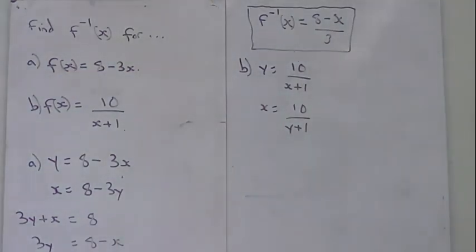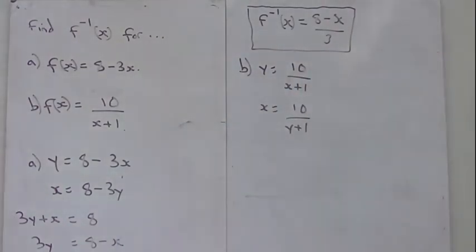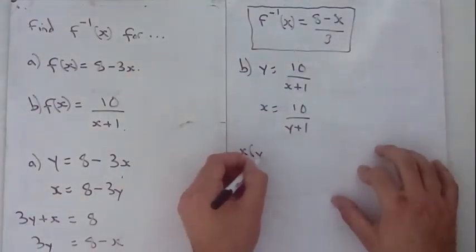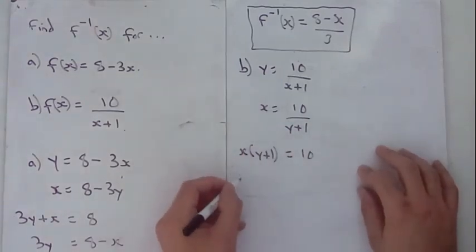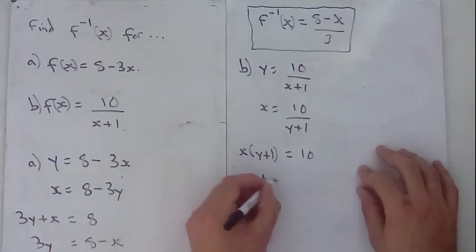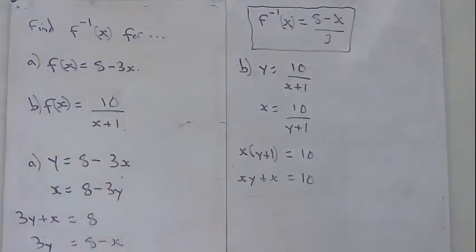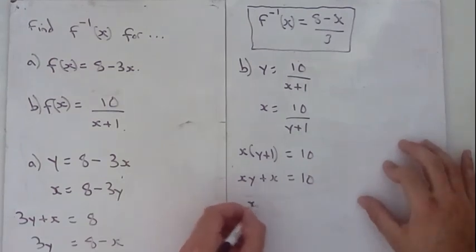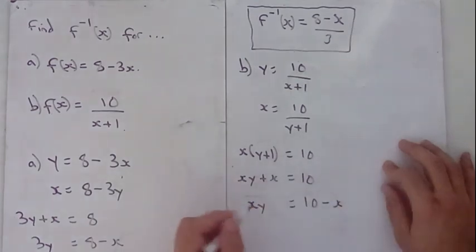So the first thing you're going to do is, when you've got your thing in the denominator, we don't want it in the denominator, so I'm going to multiply both sides by this (y plus 1). So it's going to say x(y plus 1) equals 10. Expand the bracket, xy plus x equals 10. And remember, we're making y the subject, so we're probably going to subtract this x. So xy equals 10 minus x.